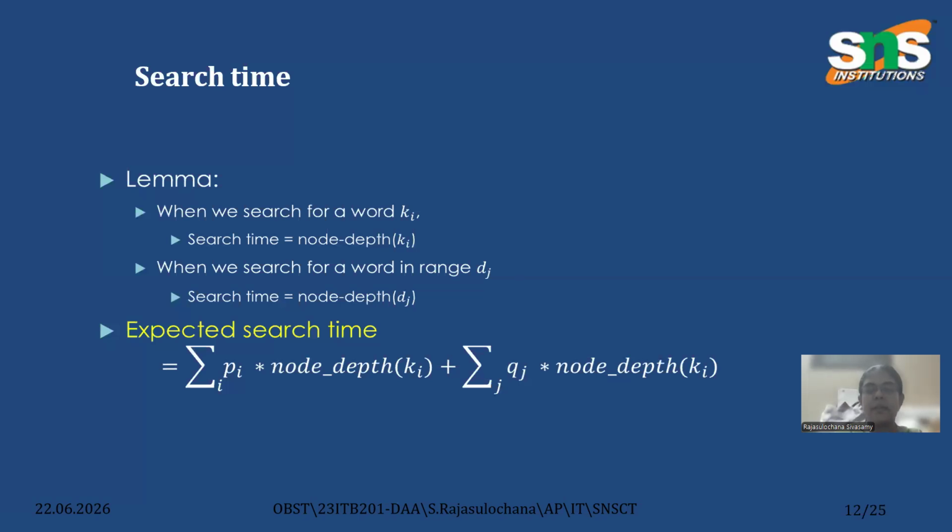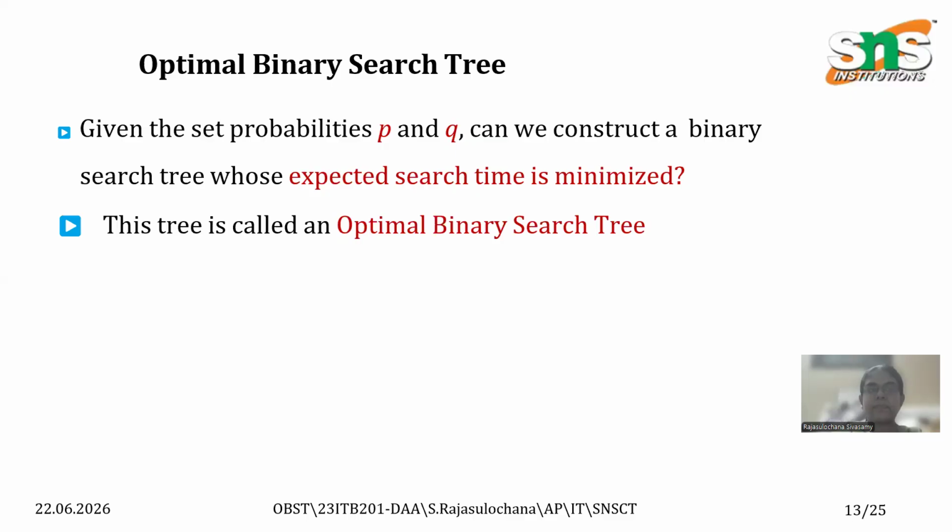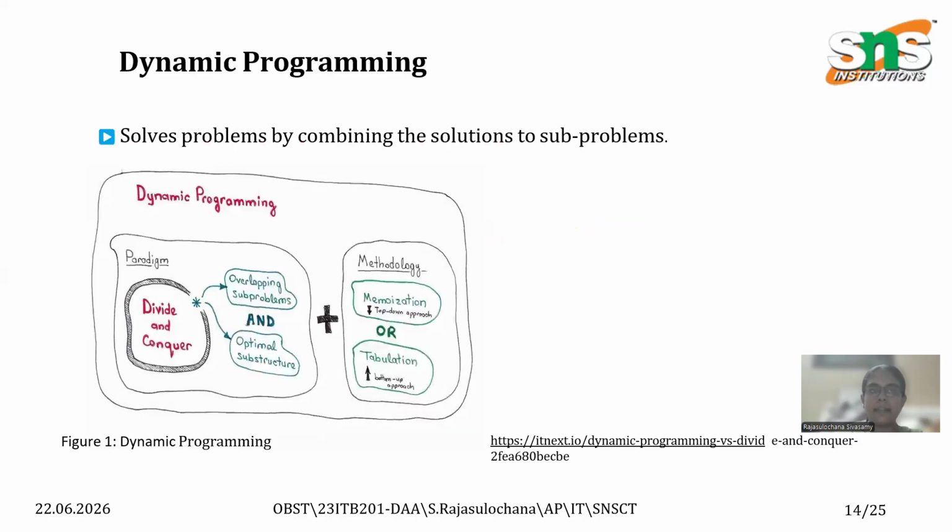When we search for a word ki, its search time is equal to the node depth of ki. When we search for a word in the range of the dummy keys, search time is equal to the node depth of dj. So expected search time will be the summation of pi into node depth of ki plus the summation of qi into node depth of di. You are given the set of probabilities P and Q. You need to construct a binary search tree whose expected search time is minimized. Such a binary search tree is called an optimal binary search tree.